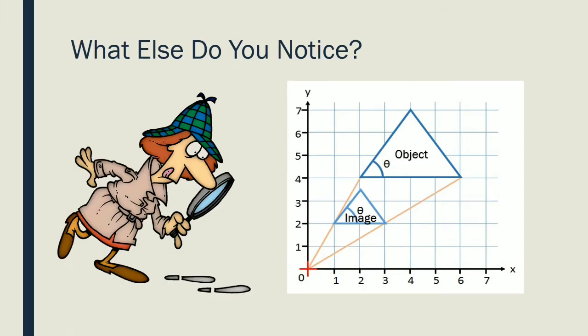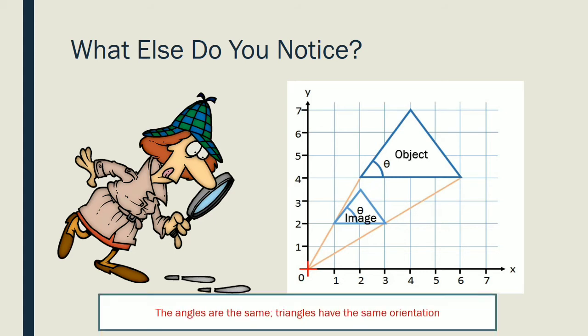Now let's take a look at the same diagram from a different perspective. What else do you notice? Excellent job. The angles in both triangles are equal or congruent, and the triangles have the same orientation as with the ones we have looked at before.